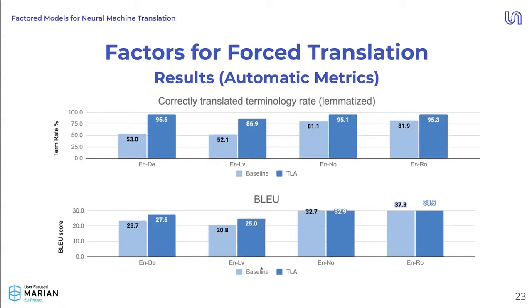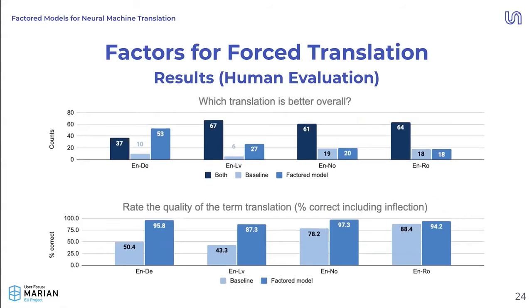But as I mentioned, we wanted here not only to properly translate the terminology, but also to correctly inflect it. And automatic metrics do not detect this that well. So we also relied on human evaluation. We asked two questions to the annotators. The first one: which translation is better overall? As you can see, for Norwegian and Romanian, both systems competed more or less on the same level, but for German and Latvian, we actually got a bigger share of positive answers for the factor model.